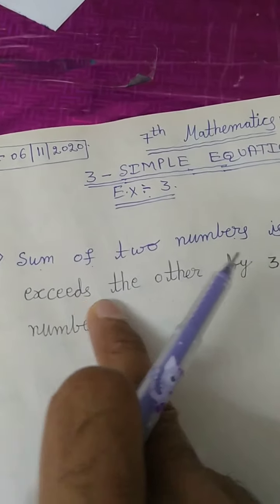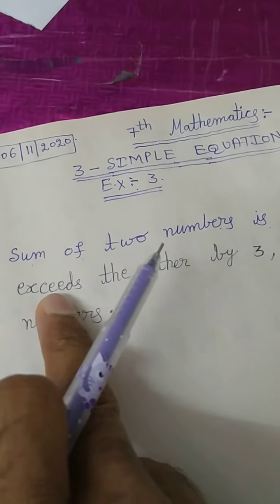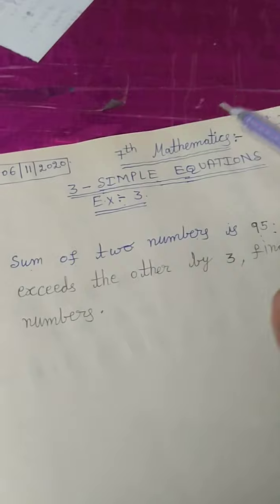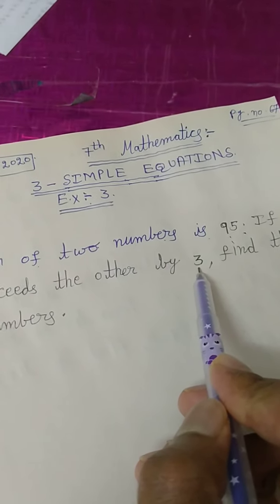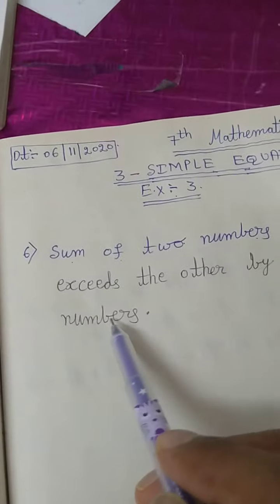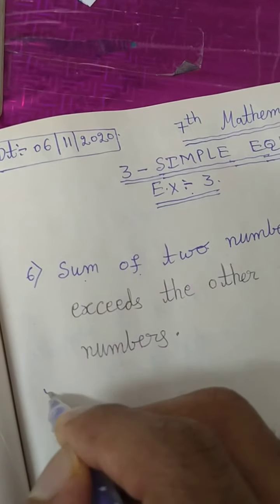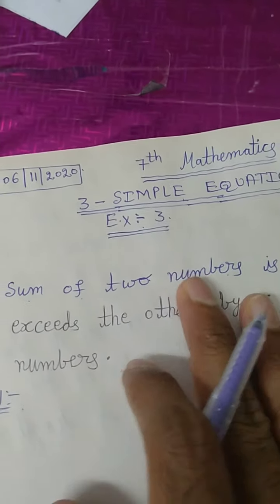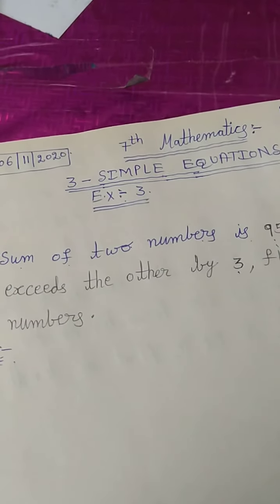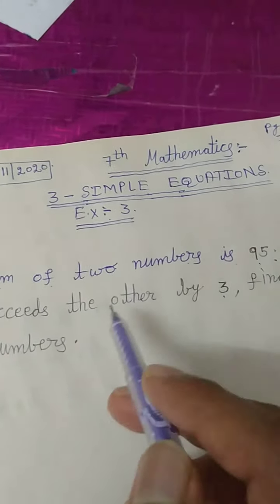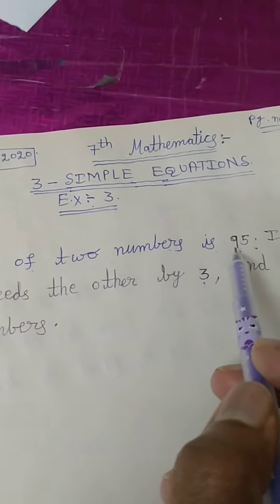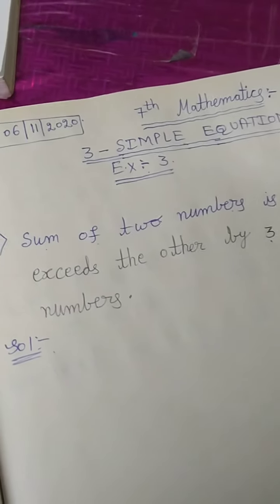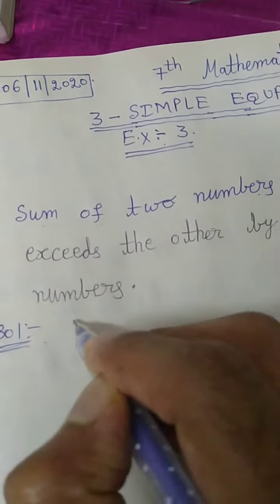If one exceeds the other by 3, here exceeds means increase. So if one number is increasing by three, then find the numbers he is asking. So here we have to find x, the unknown numbers, and we have to find what the two numbers are. Here the sum of two numbers is 95. First he is asking us to find the numbers. So what is the first step?